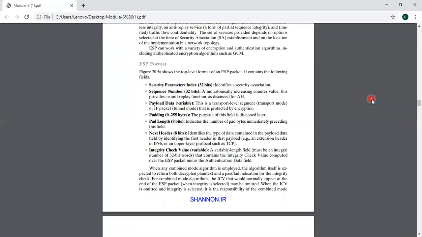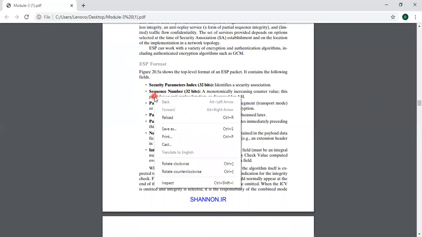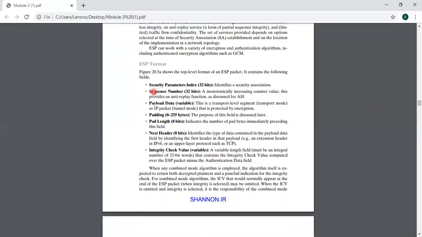Next one is sequence number. It also has 32 bits. It provides an anti-replay function. Anti-replay function means preventing copying of the authenticated data. Next one is payload data, which is variable. It is an IP packet protected by encryption, that is, protected by doing encryption or by using cryptography.